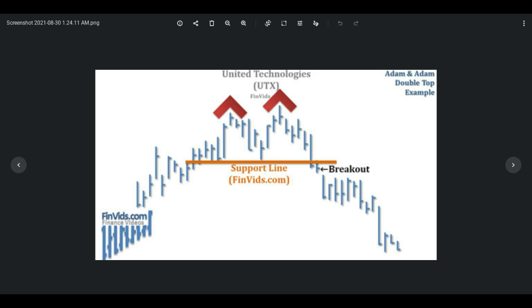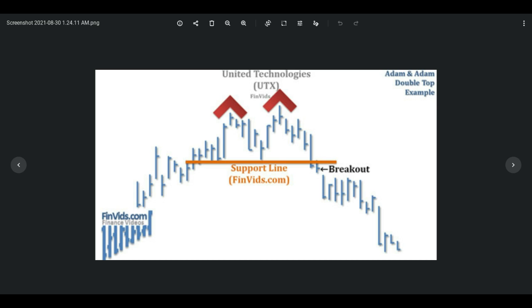Statistical notes. Formations with more range between the highs, if the highs are spread out a little more, and lows perform better than shorter ranges. Formations with declining volume with heavy volume on the left top perform better. So if it's heavier volume on the left top, this performs better, right?